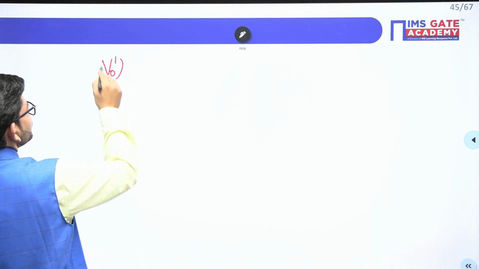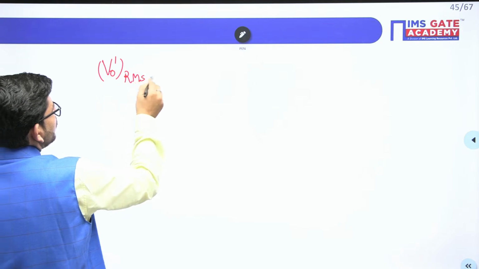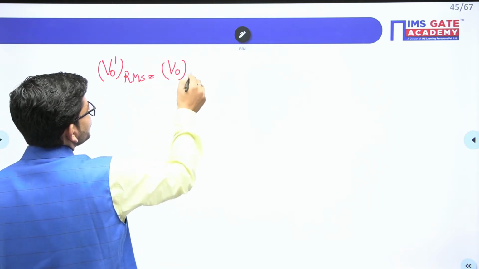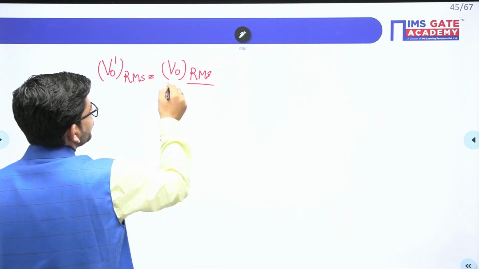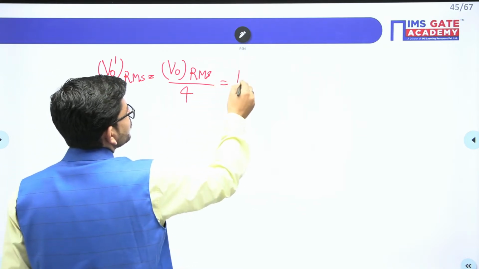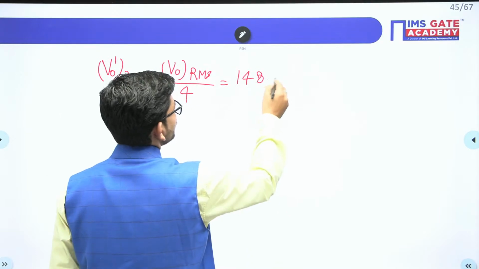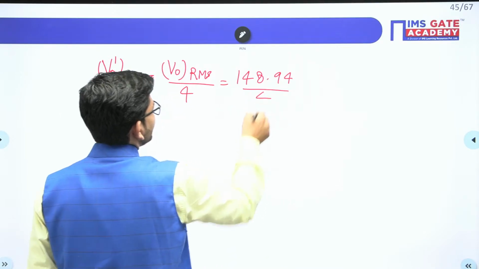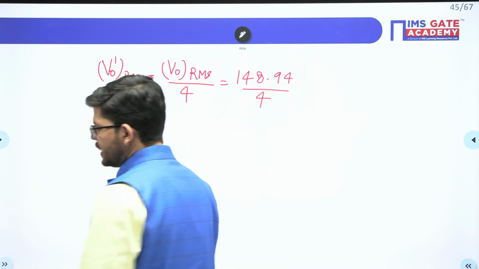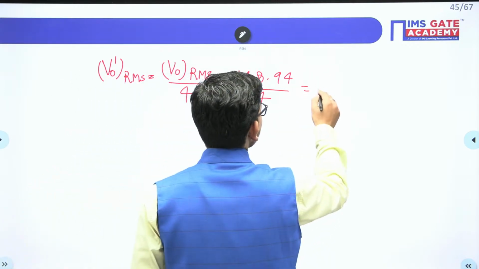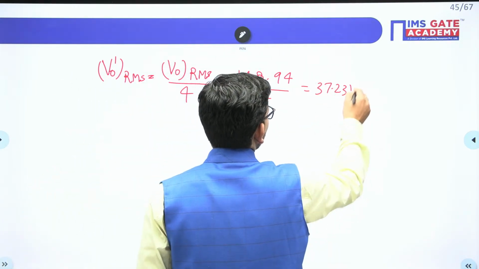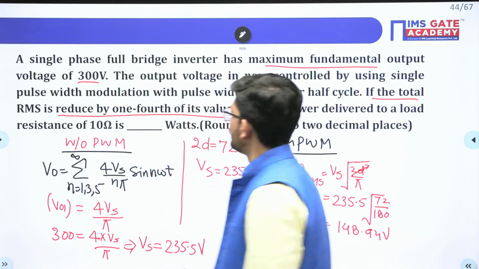V dash RMS, if I write it, this is what? This is the total RMS divided by 4, because 1/4 we have to take. So 148.94, this is now being divided by 4. So when you divide it by 4, you will get 37.23 volt as the voltage.